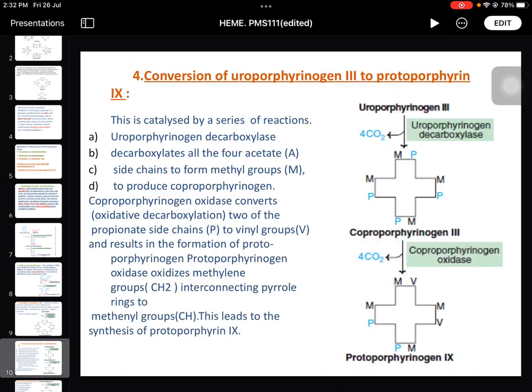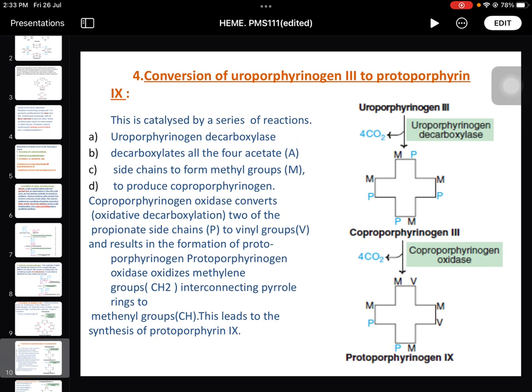In the fourth step, conversion of uroporphyrinogen 3 to protoporphyrin 9. This is catalyzed by a series of reactions. One is by the help of the enzyme uroporphyrinogen decarboxylase, which decarboxylates all the 4 acetate groups present in the ring side chains to form methyl groups, which produces coproporphyrinogen.